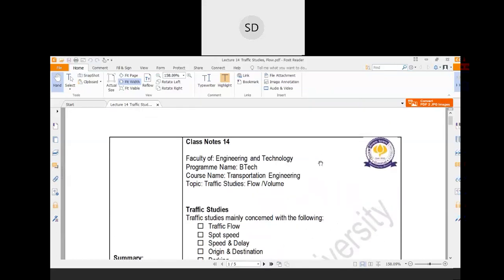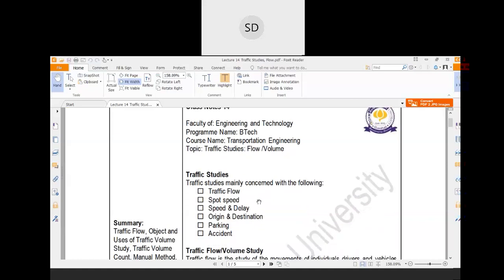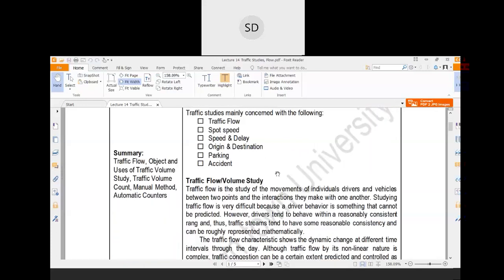Okay, so our previous chapter was a brief introduction about the traffic engineering chapter. Our first parameters of the traffic study are traffic flow, then spot speed, then speed and delay analysis, origin and destination study, parking study, and accident study. So, in this class, we'll get to know about the traffic flow or volume study.